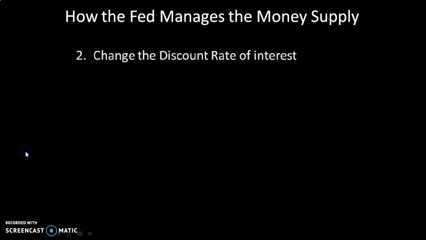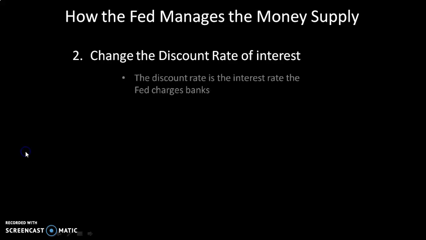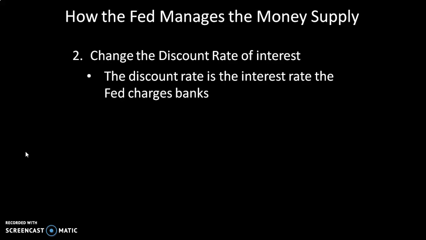Another tool that the Fed has is a change in the discount rate of interest. Okay, the discount rate. That's the rate of interest that the Fed charges to banks. For example, if a bank finds that it's running low on reserves, it might have to take a loan. Believe it or not, banks do take loans just as individuals and other businesses do. But when a bank has to take out a loan, they have to go to the Federal Reserve. And the Federal Reserve, just like any other bank, will charge an interest rate. So that interest rate that the Fed charges to other banks is called the discount rate of interest.